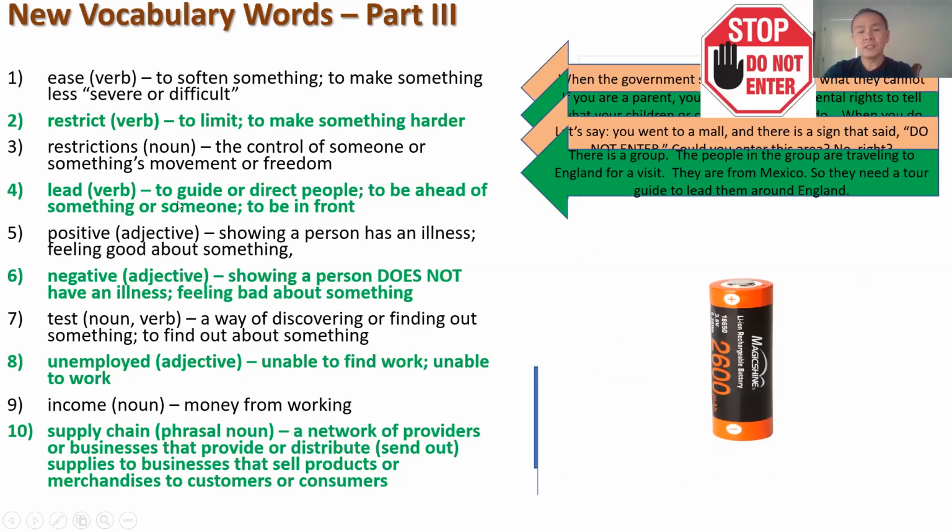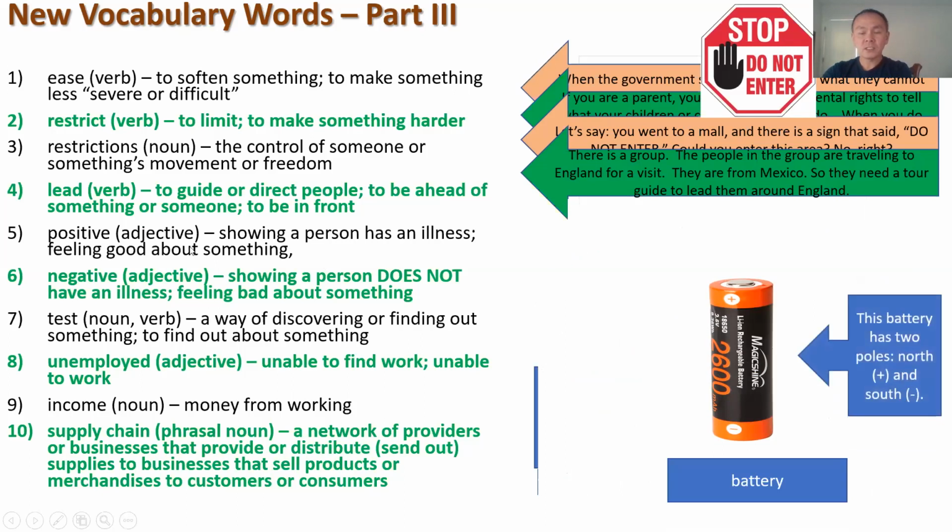So as you can see here, this is a battery, and the battery has two poles. This is the North Pole and this is the South Pole.